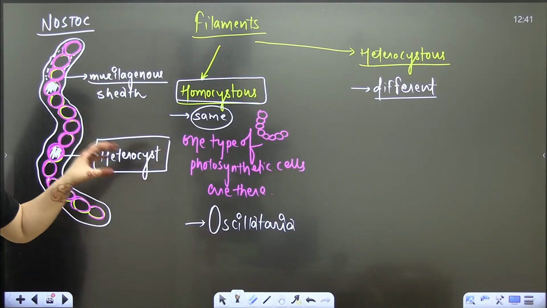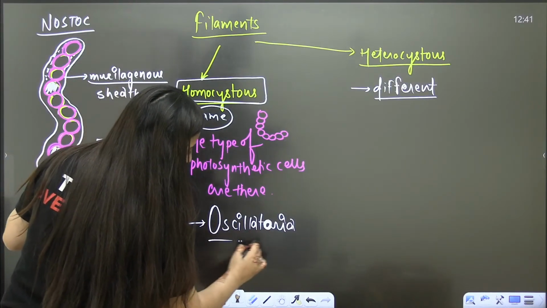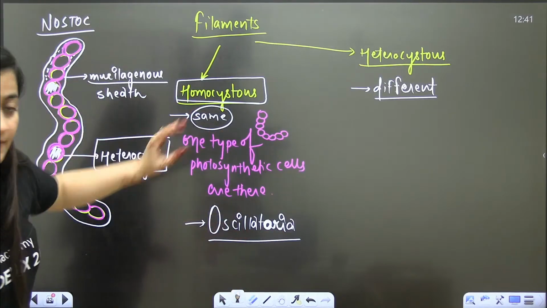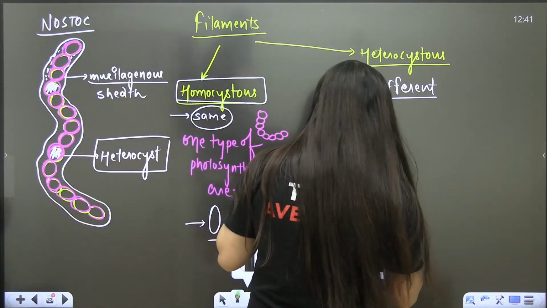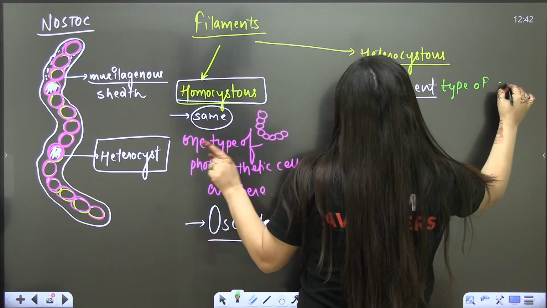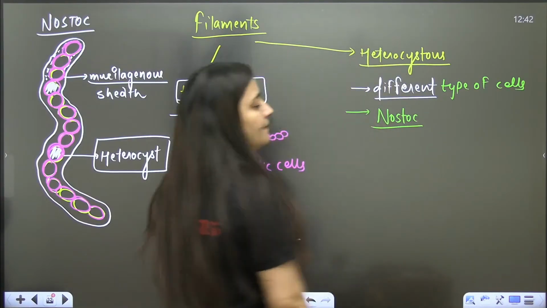The example is Oscillatoria. It's not A, it's O. Still, I'll check it. I think it's O, Oscillatoria, right? Now, heterocyst. If it contains different types of cells, the example is Nostoc, even Anabaena, right?